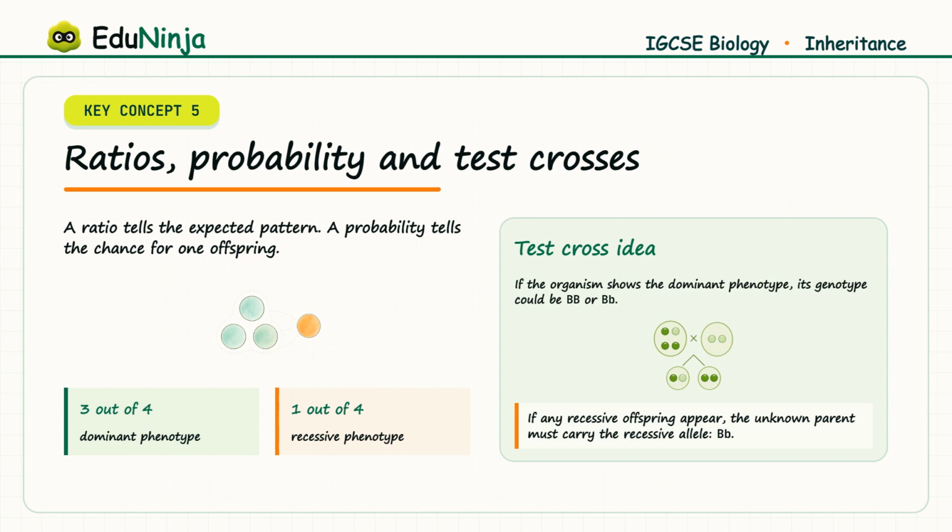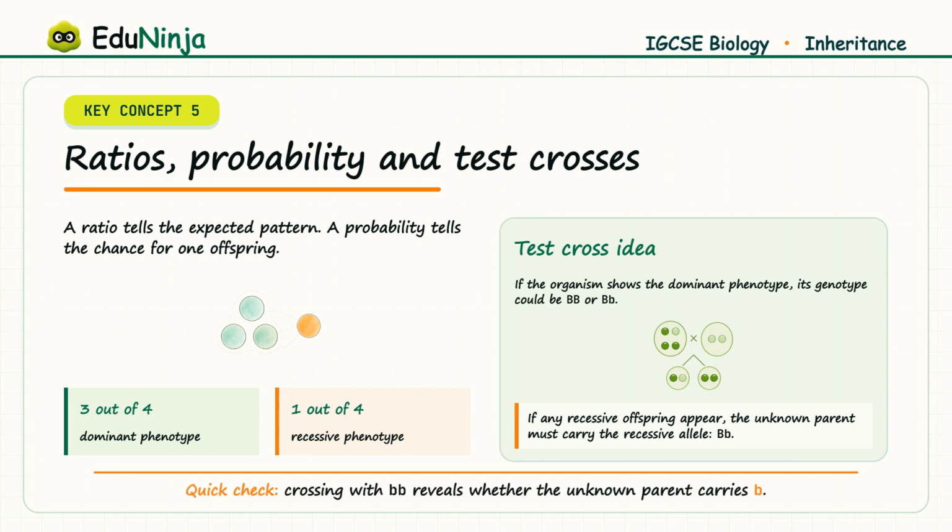Here is a useful extension. A test cross uses a homozygous recessive individual to find out whether an organism showing the dominant phenotype is BB or Bb. Cross the unknown organism with bb. If all offspring show the dominant phenotype, the parent may be BB. If any offspring show the recessive phenotype, the unknown parent must be Bb. In a school exam, always state the parental genotypes, the possible gametes, the offspring genotypes, and the conclusion. Each line makes your reasoning visible to the marker.